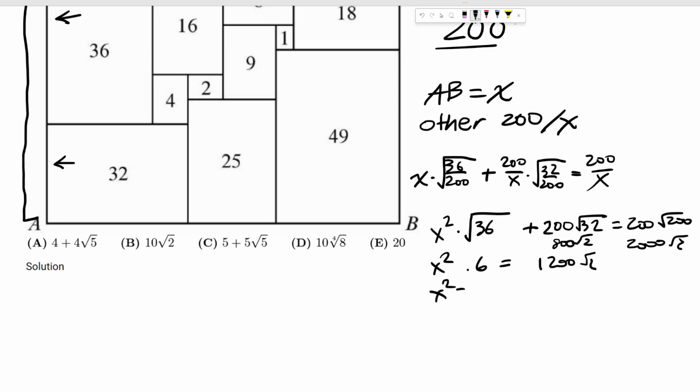Or x squared is 200 root 2, which is also 100 root 8. So x is equal to 10 times the fourth root of 8. That's our answer.